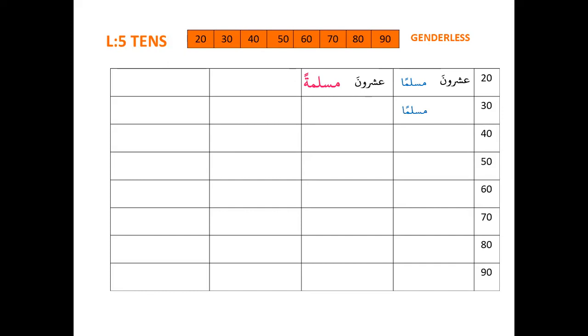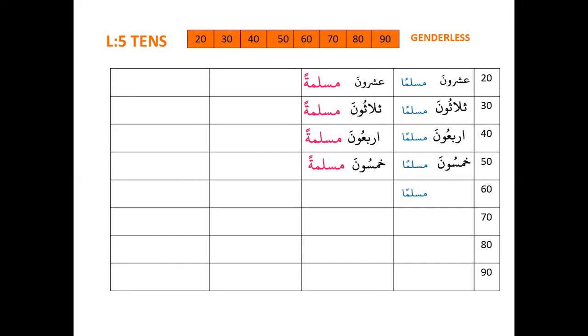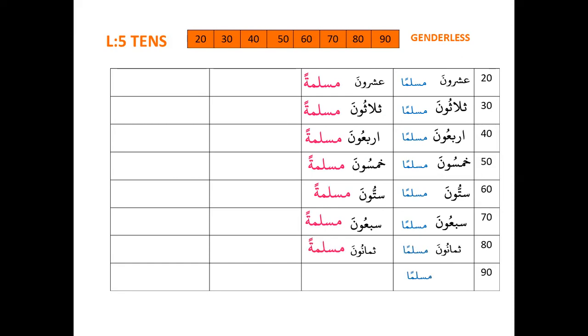Let's write this. So 30. Thalathun is your 3. So let's just change it to plural. And that will become, if anybody knows, what will it become? Thalathuna. And your Muslimatan will also have? Thalathuna. Excellent. Again, your 40 will become arba'un, will become? Arba'un. Yes. And your Muslimatan will also have arba'un. So is this making sense to everyone? Yes, alhamdulillah.